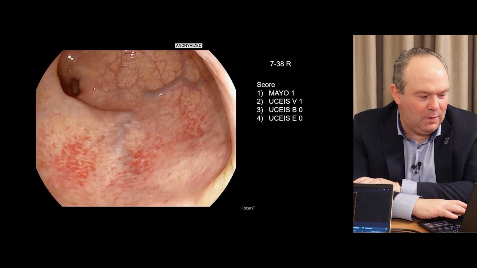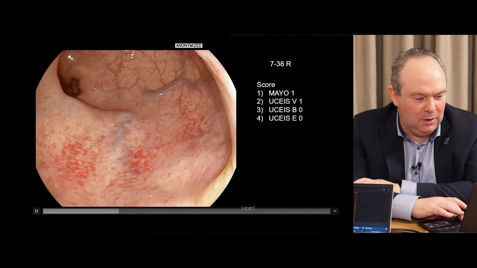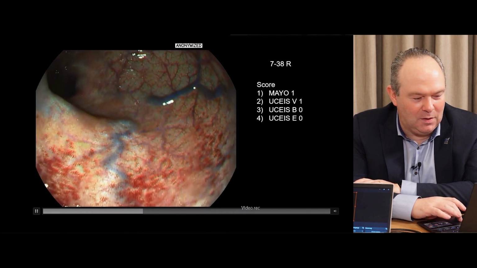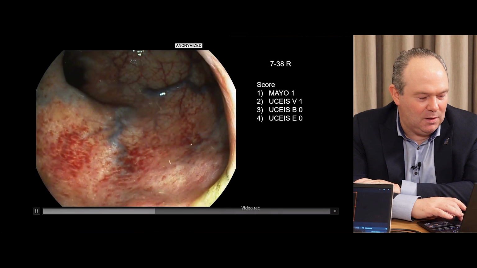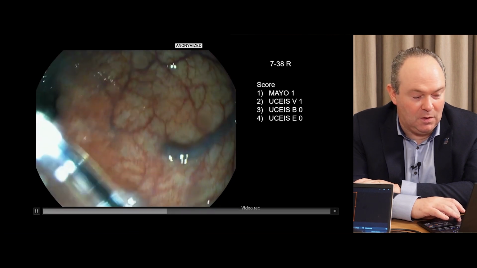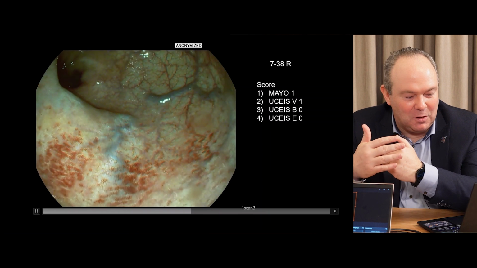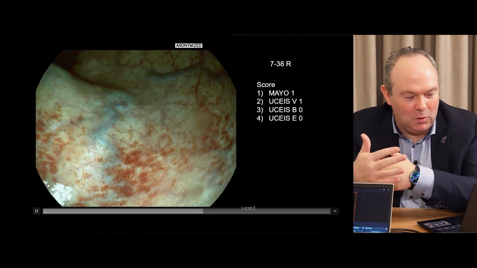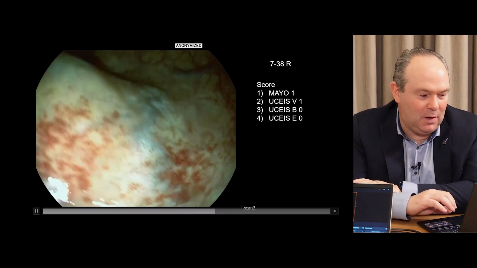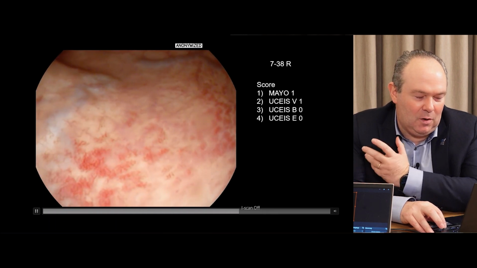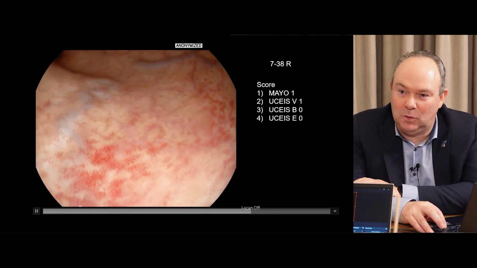You can see a normal vascular pattern here, but if you move down, you have the hyperemia. So for the distal 5 centimeters, this is still a Mayo 1, and the UCS is not 2, but 1, because you can still see the vascular pattern. But again, the extent of the disease is not so well reflected. This is not a total rectitis, it's just the last 5 centimeters where there is still some residual inflammation, and this is currently not really reflected in these scores.